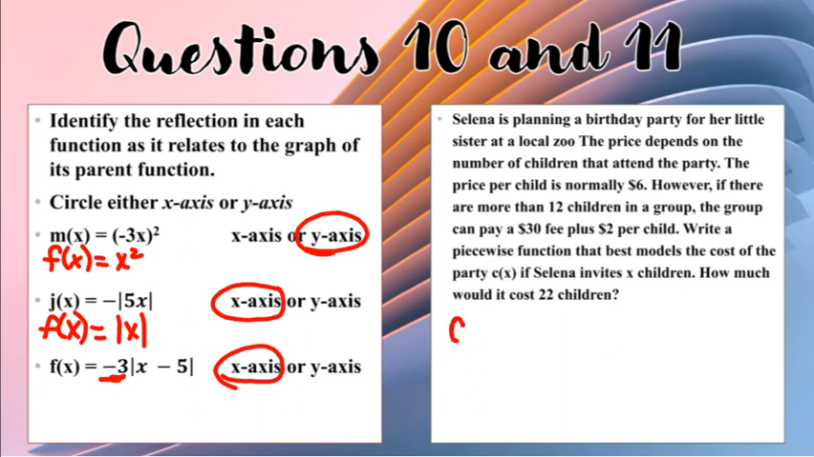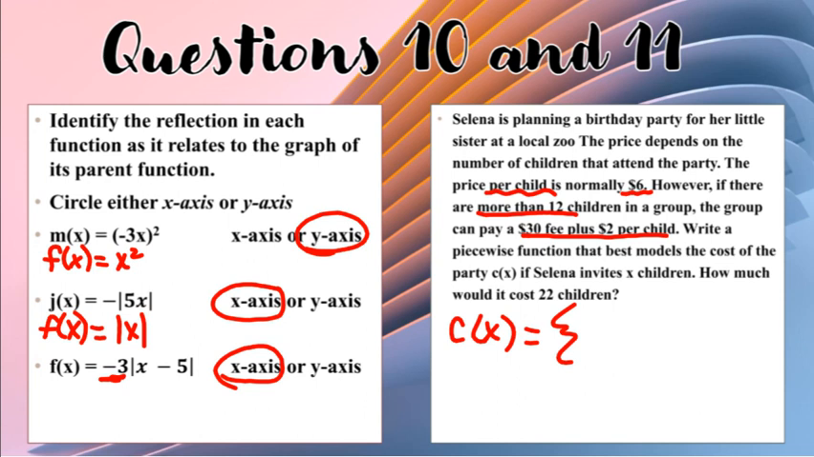So the name of our function would be C of x equaling, and then we have to do a piecewise. And I'm just going to underline the main parts of our function. So we need $6 per child. And then more than 12. If it's more than 12, there's a $30 fee plus $2 per child.